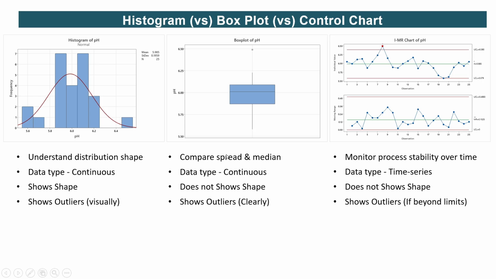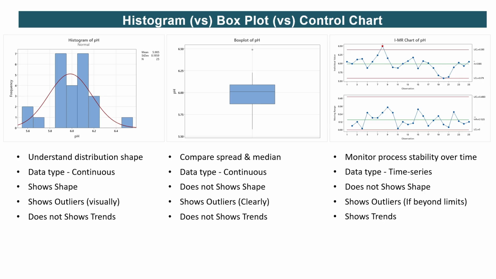Histogram gives it in a very visual way, not in a very clear way. Box plot gives you in a clear way by putting a star, and the method used here is called the interquartile range method, IQR method. So we have posted a detailed video on how outliers are identified using an IQR method. I will share the link of that video in the description. You can go through that. And in a control chart, an outlier is understood using the data point outside your control limits.